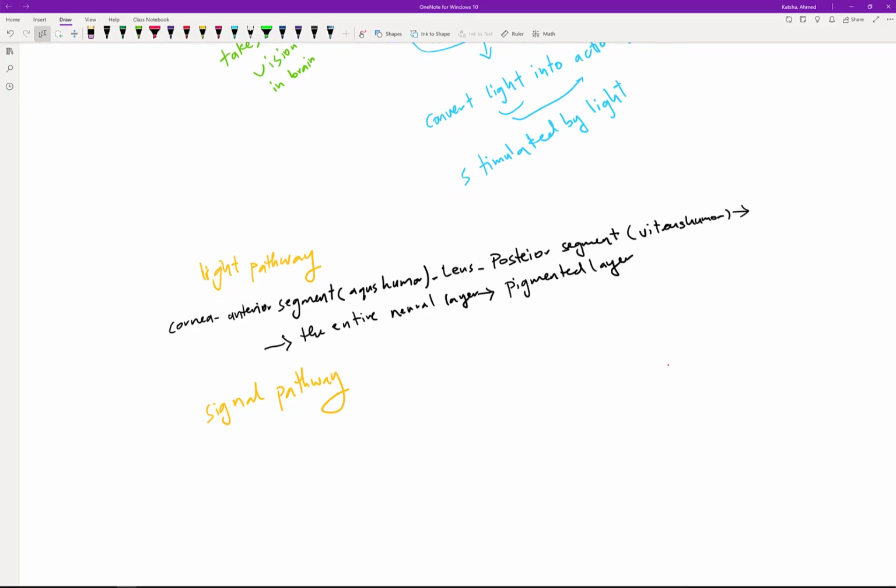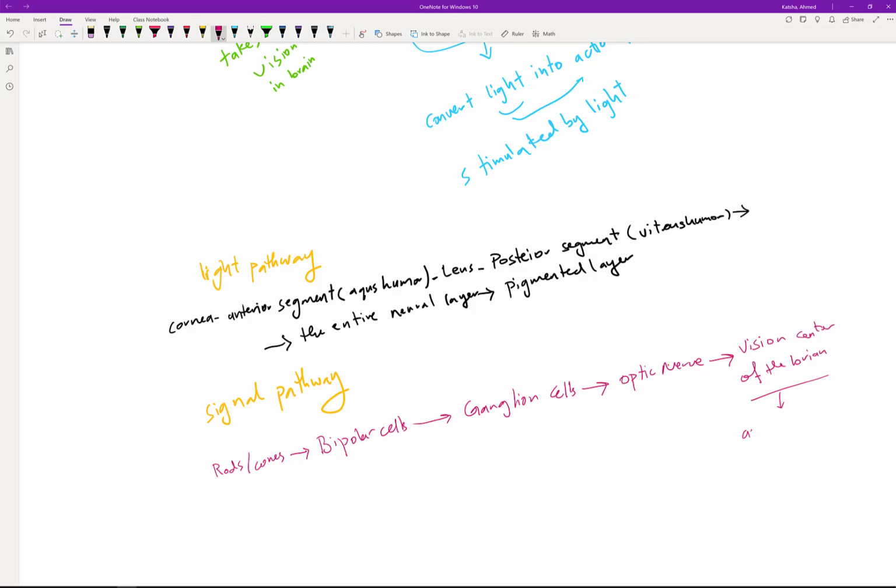Whereas for the signal pathway, or the action potential, it comes from the rods and cones to the bipolar cells, to the ganglion cells, to the optic nerve, and from there to the vision center of the brain. In the vision center, that is when we analyze what we see and understand what we are seeing. But it's really critical that you understand the difference between the signal pathway and the light pathway.